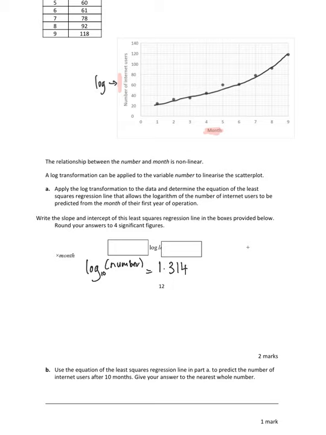1.314. And then plus 0.08. There's our first significant figure, 3, 0, 1. There's a 9. That was a 0, but there was a 9 after that, so it rounded it up. Cool. And that's times the month. So that's our slope.